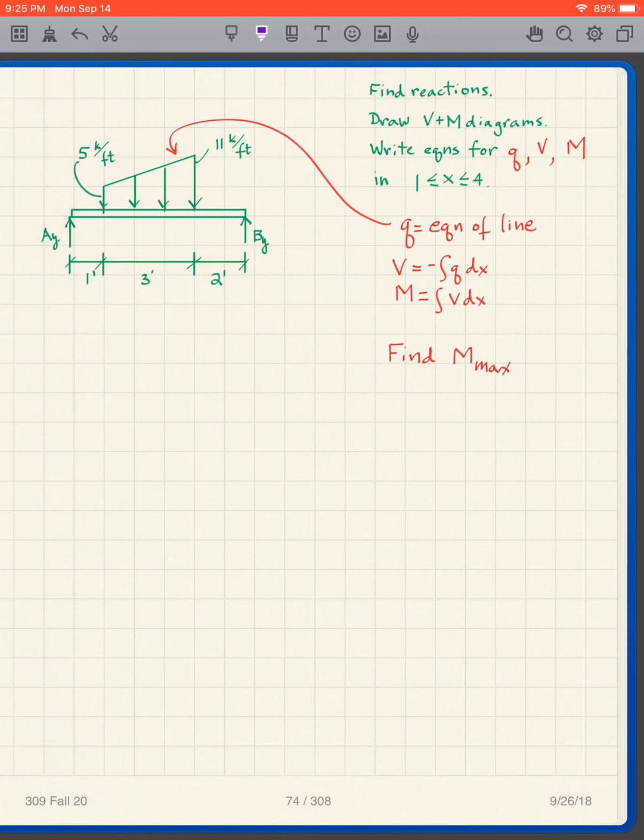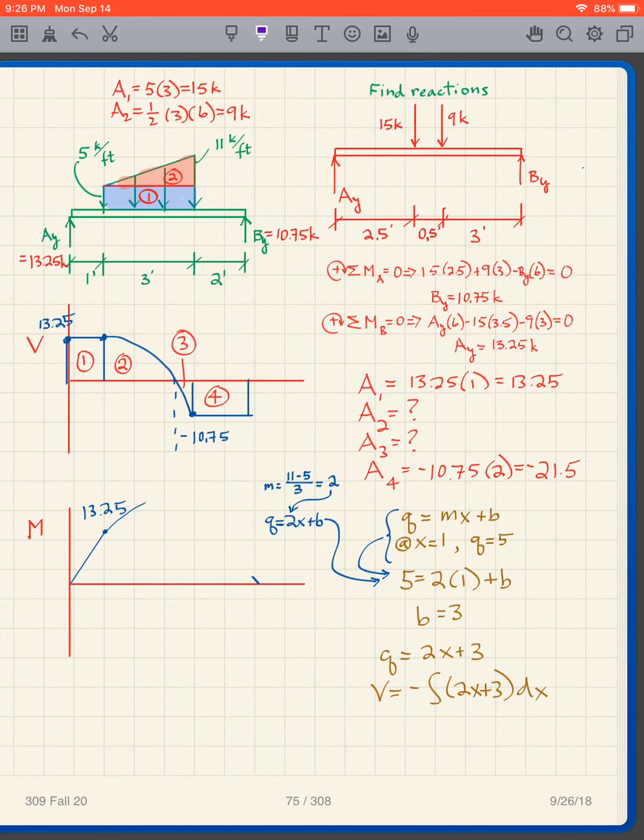All right, so this is a similar problem. Find the reactions, draw the shear and bending moment diagrams, and write the equations for q, V, and M in the range of x between 1 and 4. And find M max. I want you to pause the video and do this one. Okay, I'm assuming that you've paused it and you've done it.